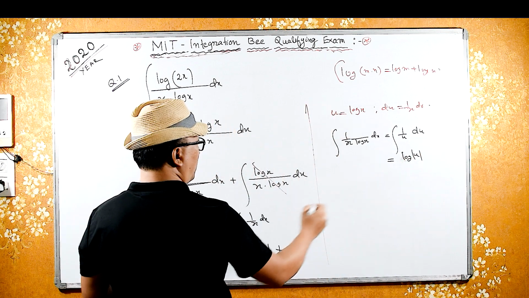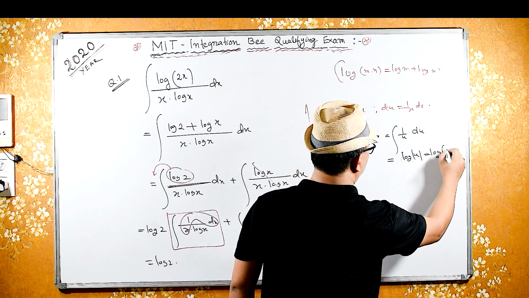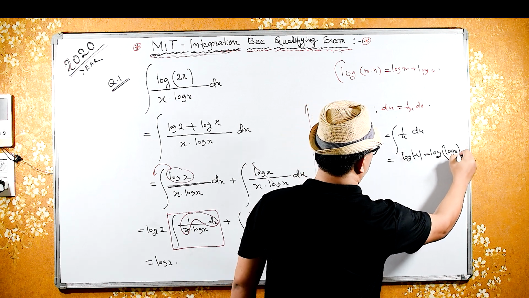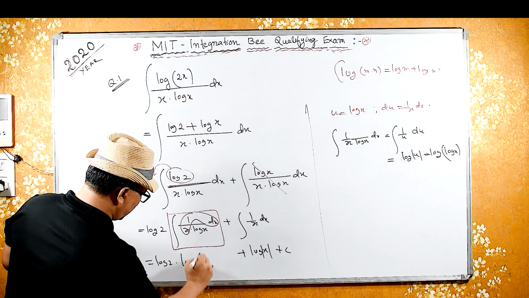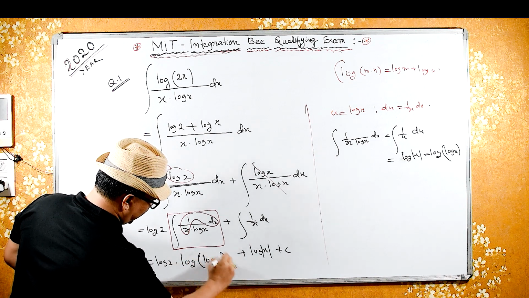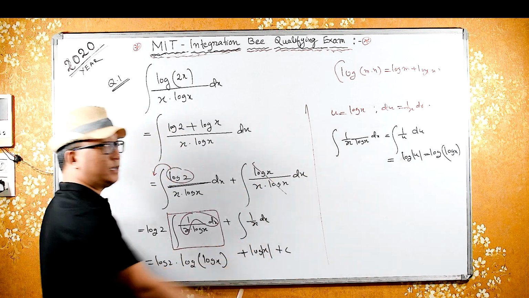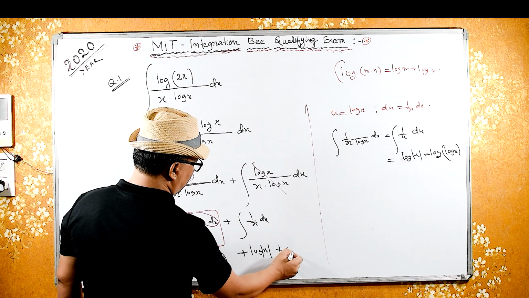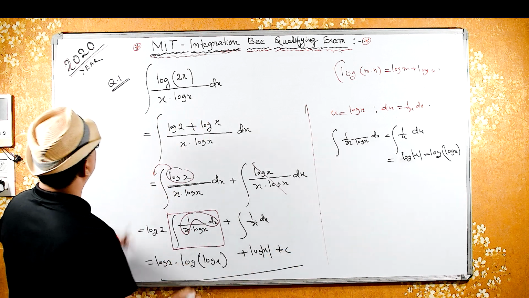Here, what is u? U is log x. So this is log of log x plus c. Therefore this is log of x plus c1 plus c2, where c1 and c2 are all constants. This plus c is the required answer for this.